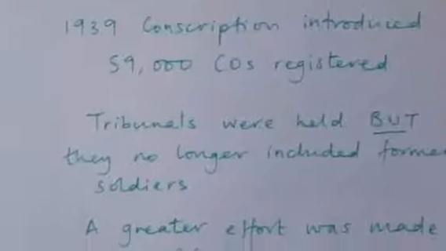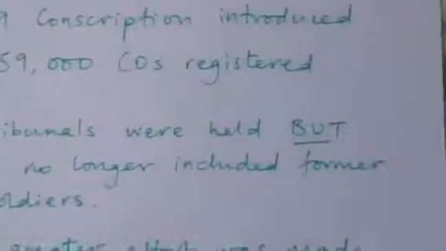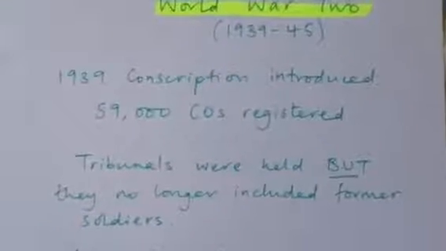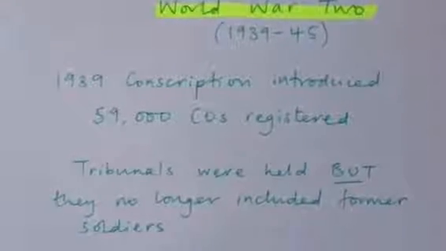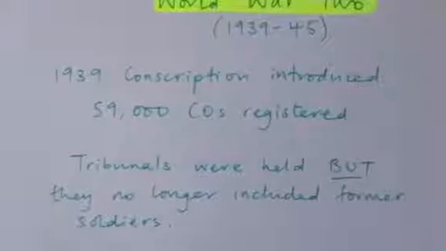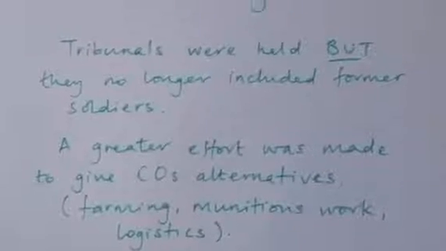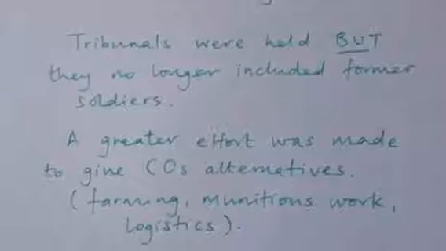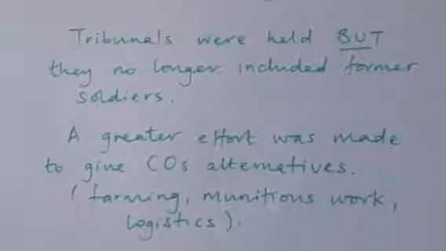This time, the government is a bit more lenient. The tribunals are held, but this time they are no longer staffed by former soldiers and ex-military people. They're civilians that are deciding whether the person has a legitimate reason for refusing to sign up. And this time, the government makes a greater effort to give these people an alternative way of supporting the war effort. So it isn't just a case of locking them up in jail.